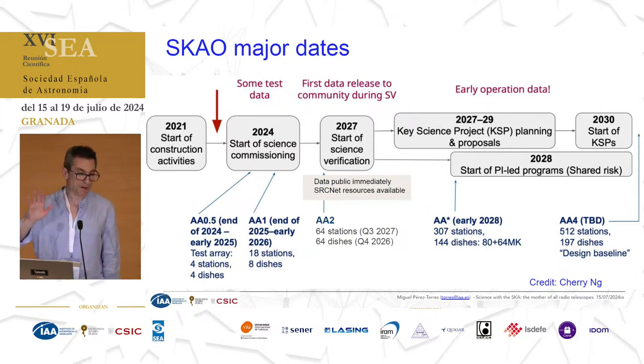Please pay attention to this graph. These dates are very important. The start of science commissioning will begin very soon this year, or very early next one. The start of science verification will begin in 2027. What does this mean? Well, that all the data will become public immediately for everyone to use. Of course, you shouldn't wait for 2027 to start downloading the data or doing something. You have to prepare towards that.